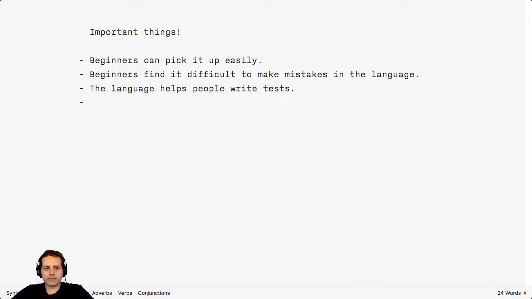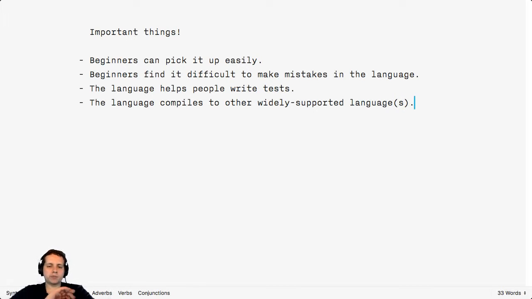Okay, beginners can pick it up easily. Beginners find it difficult to make mistakes in the language. The language helps people write tests. Anything else? The language compiles to other widely supported languages. Okay, let me explain this a little bit.